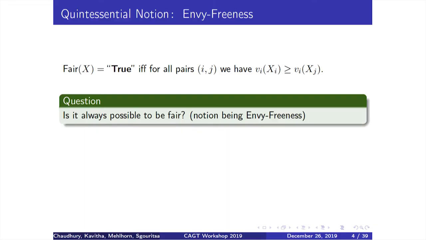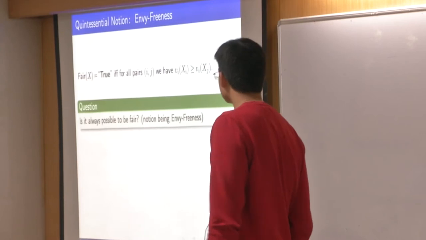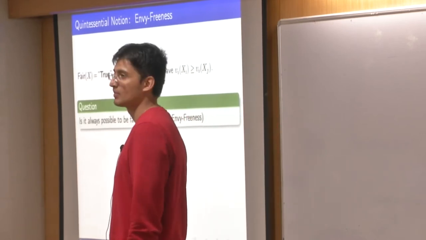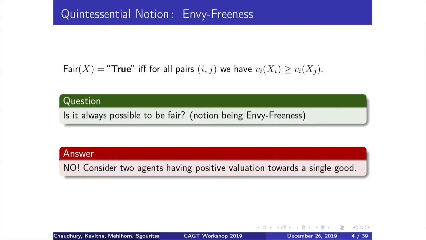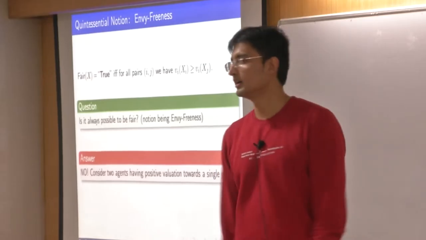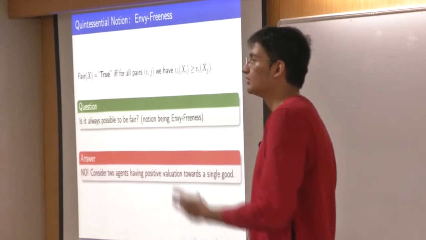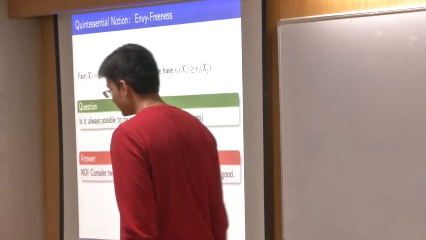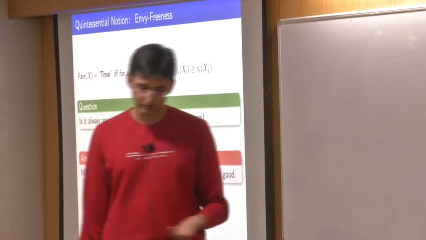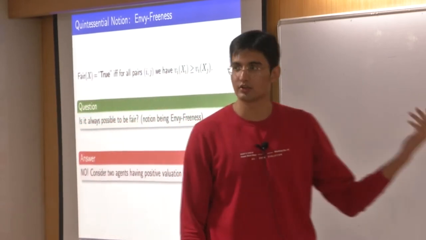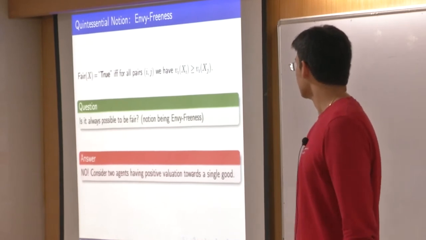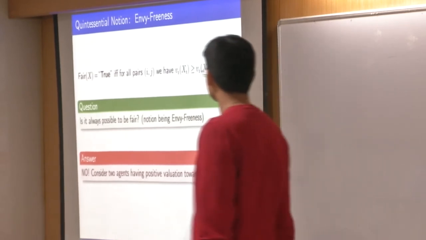So let's do it here. Let's say the notion is envy-freeness. I ask this question, that is, is it possible to be fair? And I think it's pretty clear that no, this is too much to ask for. Consider a very simple instance where you have, say, two agents and one indivisible good, which is valuable to both the agents. Any allocation would give this good to one of the agents, and then you would have an envy. So this is actually too much to ask for.